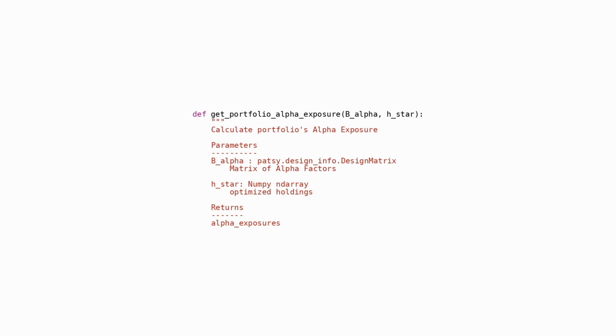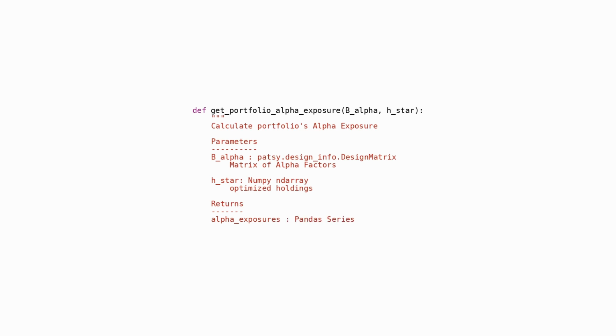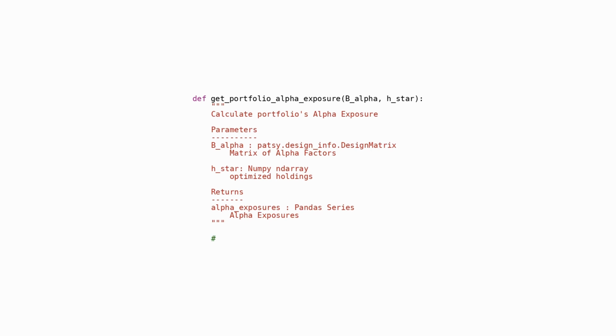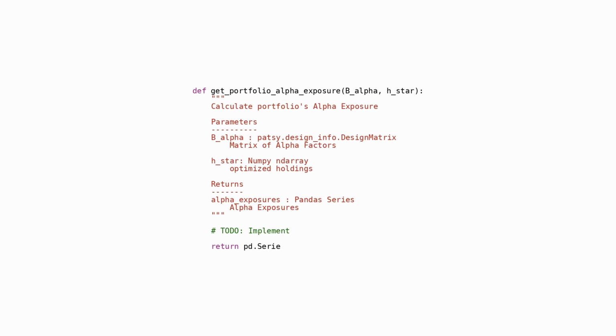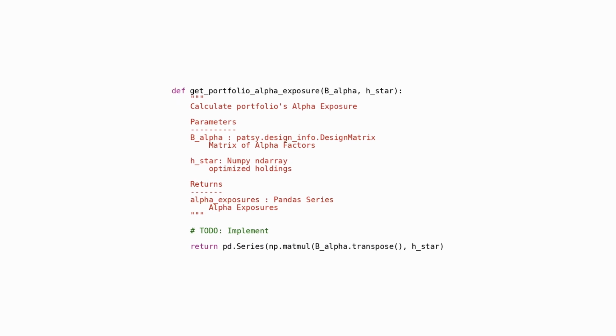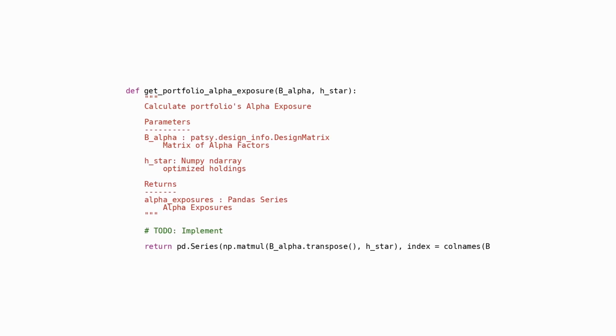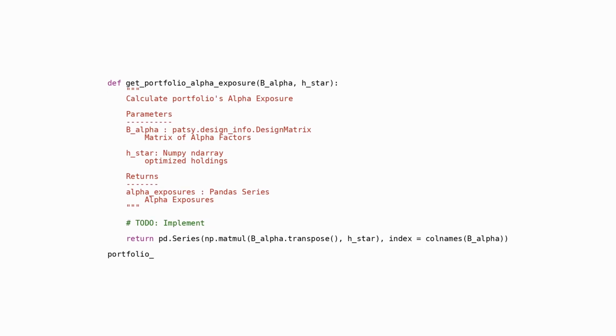Finally, the function returns these alpha exposures as a pandas series, with the series index set to the column names of the alpha factor matrix b_alpha, although the code for retrieving column names, b_alpha, needs to be implemented. At the end of the snippet, the function is called with the variables b_alpha and h_star to obtain the portfolio alpha exposure. However, the assignment to the portfolio_alpha_exposure variable suggests that this line is not part of the function definition, but rather its application in some other part of the code.